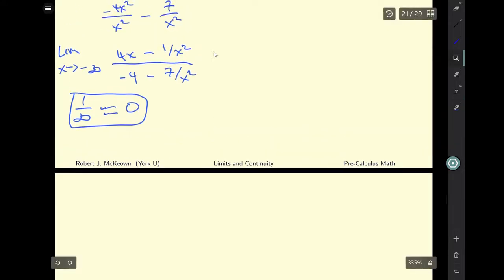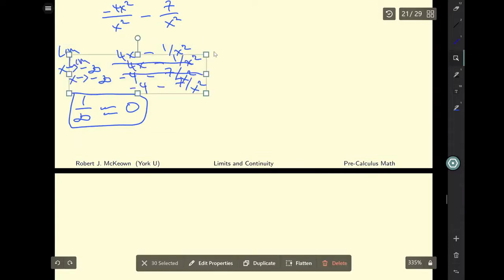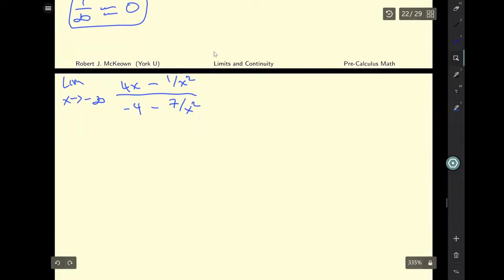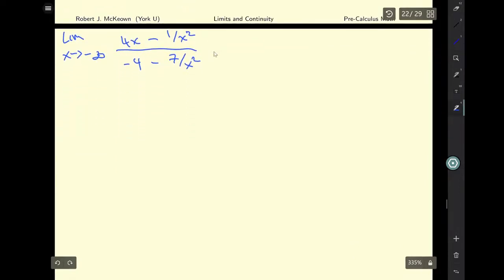Now I'm going to go back to our problem here, and I'm going to bring it down here so I've got some room to work. And just like we would with any limit, I'm going to plug in negative infinity wherever there's an x. So taking the limit of this thing, I get 4 negative infinity minus 1 over negative infinity squared, divided by negative 4 minus 7 divided by negative infinity squared, like so.